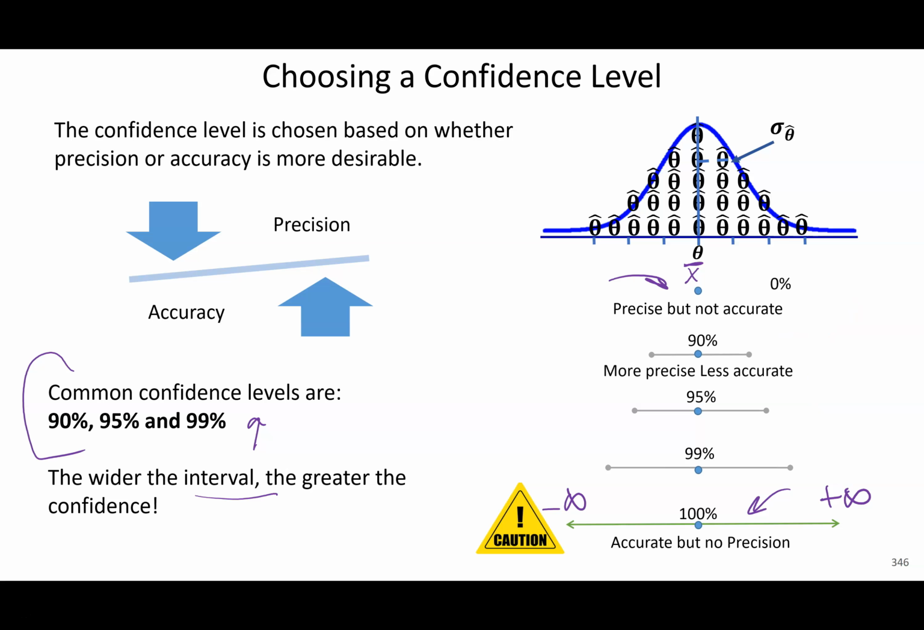Just a note: out of these three, the 90% is narrowest, so it's more precise, but it's less accurate, so it's less likely to capture the true value because it's not as wide.